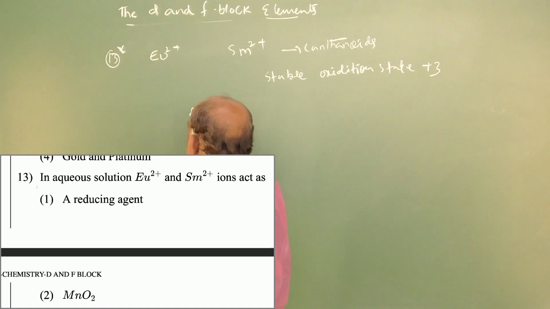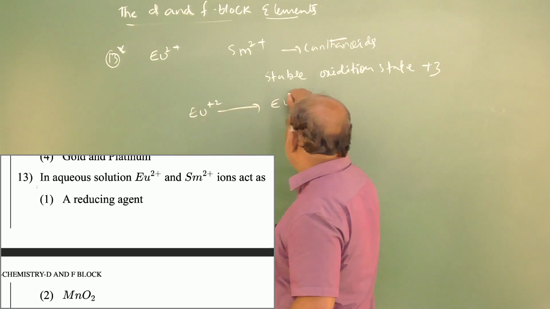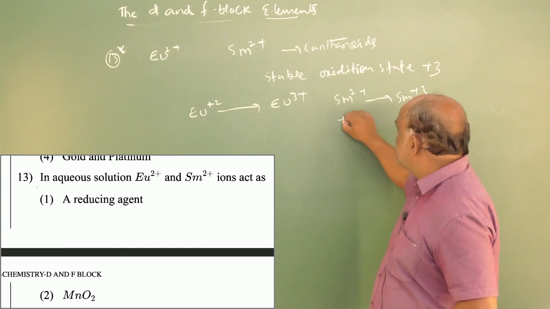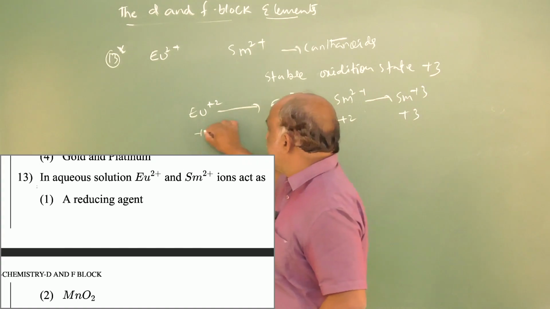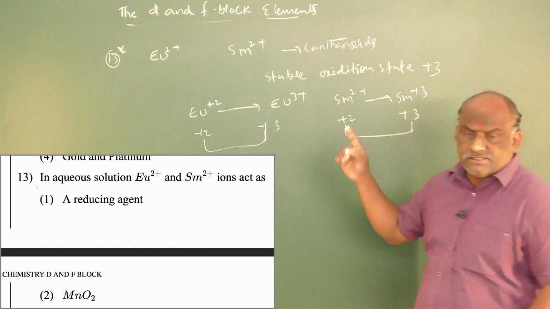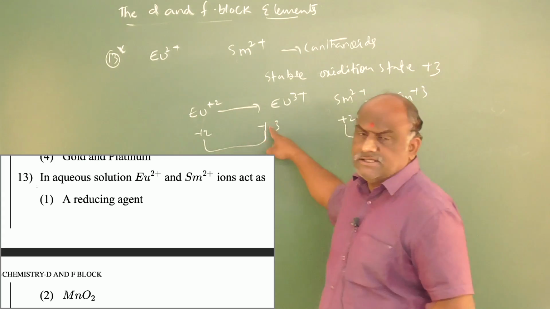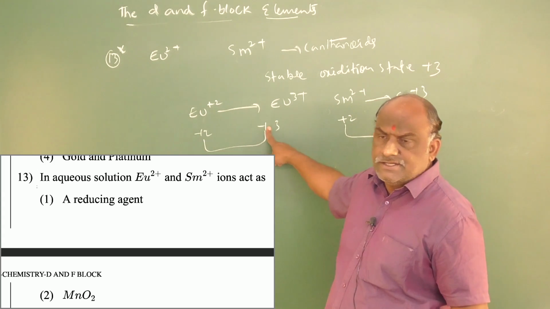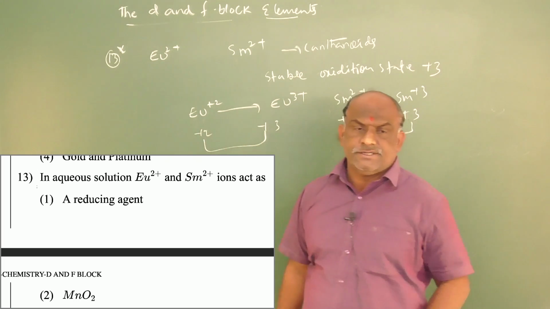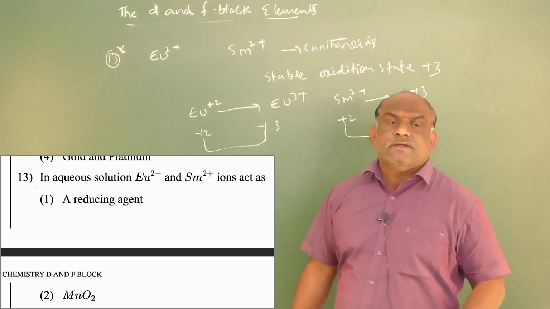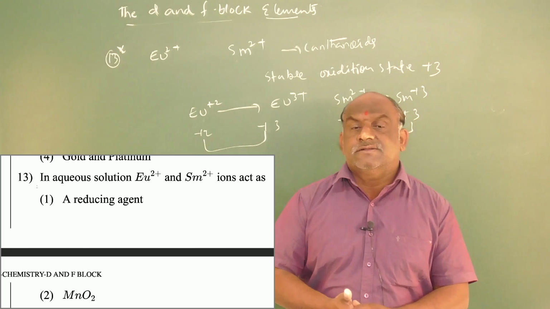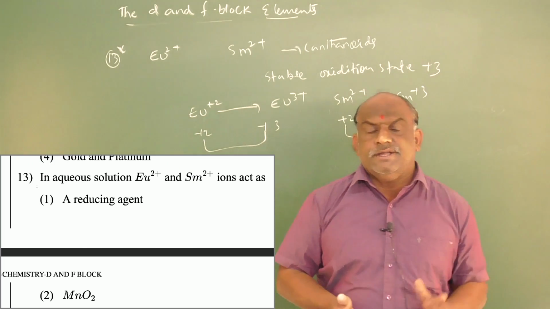Eu2+ is converted into Eu3+. On the other hand, Sm2+ is converted to Sm3+. Here +2 to +3, here also +2 to +3. +2 to +3 means the oxidation state increases, which means an oxidation reaction. This is an oxidation reaction, this is also an oxidation reaction. The species involved in oxidation is called a reducing agent. So what will be the right answer? In aqueous solution, europium 2+ and samarium 2+ ions act as strong reducing agents.